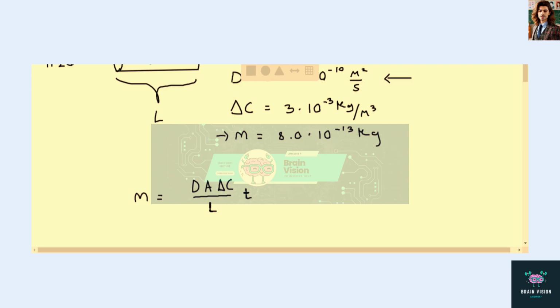Okay, so we want to figure out how much time it takes for a mass m to be transferred. So really we want to solve this equation for time. So we can multiply both sides by L over D A delta C to move this over to this side. And we will have L times M over D times A times delta C equals T.